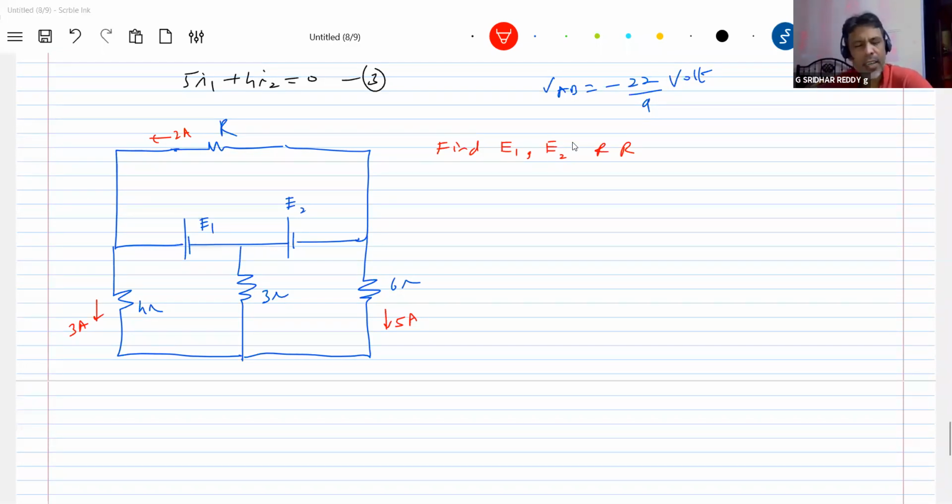Try any method and post it in the WhatsApp group. If any other method is there, send it in WhatsApp, and I'll comment on it, because one question I can't spend half an hour. I showed one method; any other method, just share with me in the WhatsApp group. Then we'll see. Okay, now find E1, E2 and the value of R. This much is available.